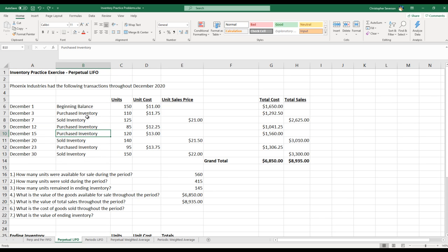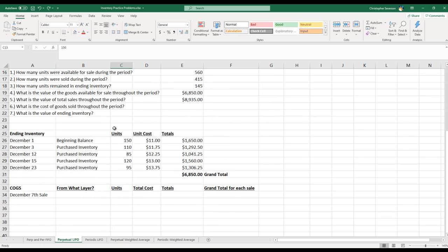If we were doing periodic, then we wouldn't be doing any entry until basically December 31st, at which point we know all of these costs. Under FIFO, it won't matter because you're starting from the top, working your way down anyways. Under LIFO, it's going to matter quite a bit. We're dealing with perpetual LIFO right now, so I just want to make that clear. We're dealing with a December 7th sale right now, so just temporarily, I'm going to gray these three layers out because we don't know about them at this point. On December 7th, this is all we have, these first two layers.